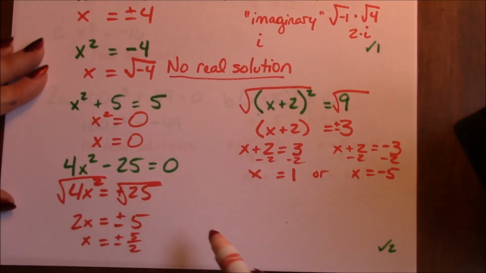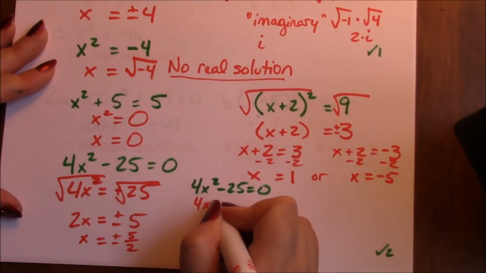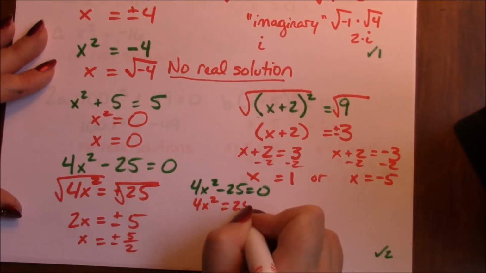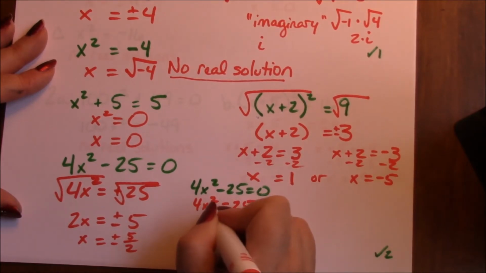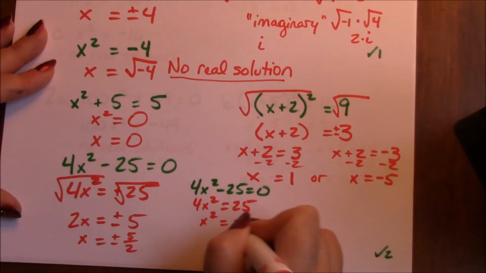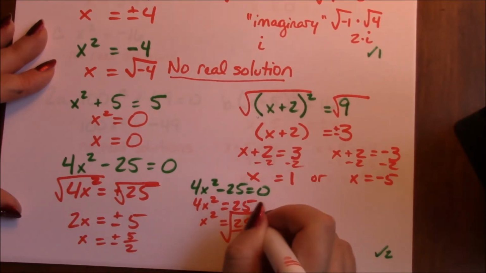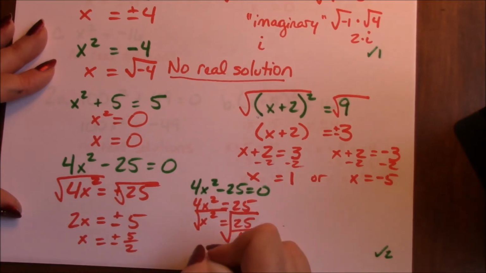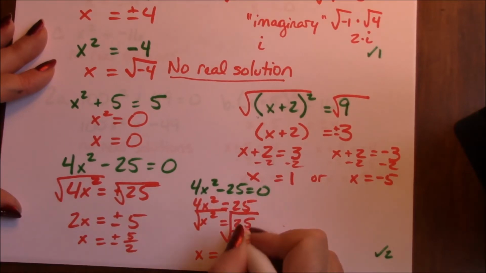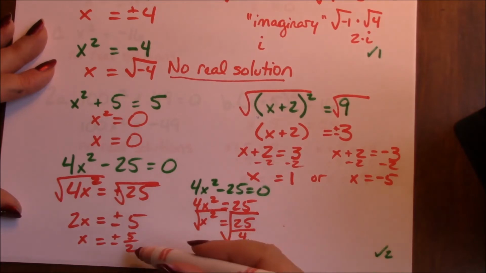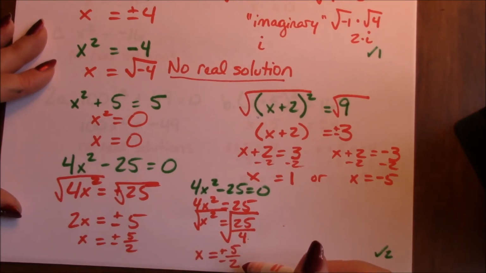There's another way that you can solve this. 4x squared equals 25, so x squared equals 25 over 4. Because both of these are squares, you could also do it that way and say x equals the square root of 25, which is 5, over the square root of 4, which is 2. And it's a plus or minus because it's a square root. We got to the same place.